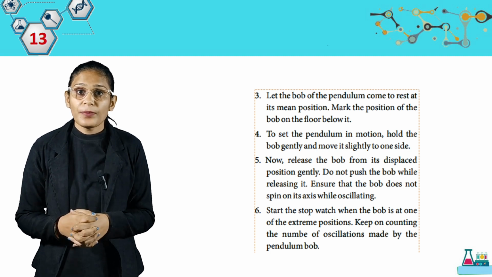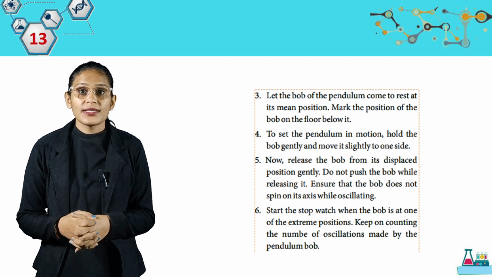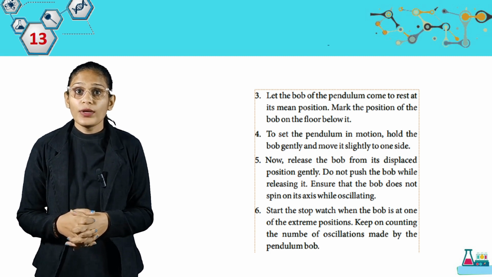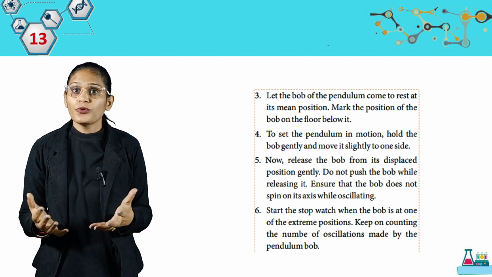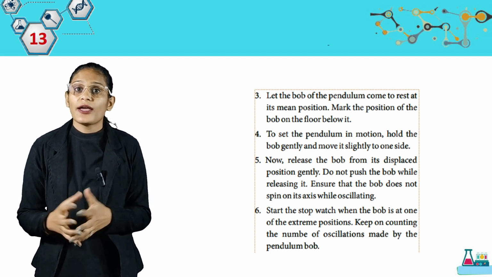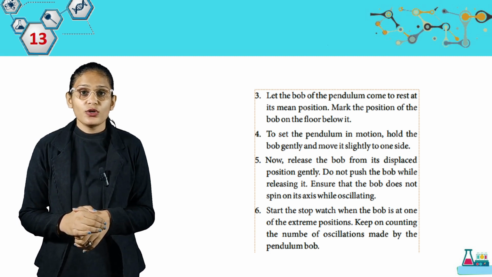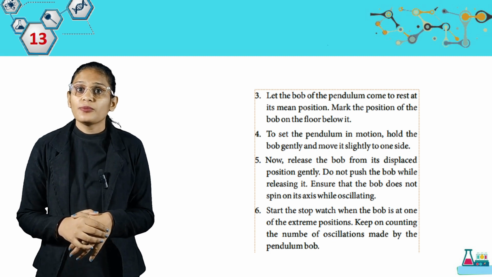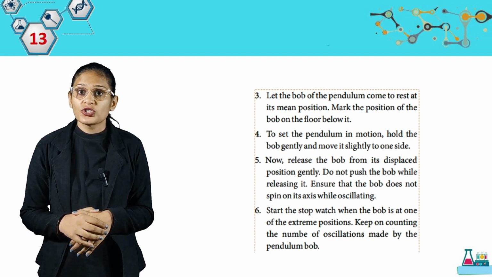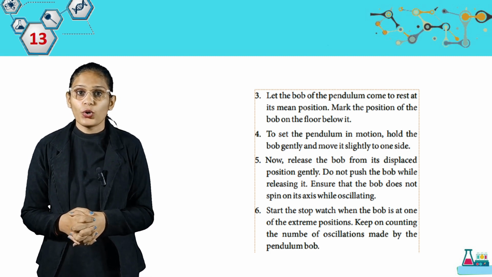Fourth, to set the pendulum in motion, hold the bob gently and move it slightly to one side. Now, release the bob from its displaced position gently. Do not push the bob while releasing it. Ensure that the bob does not spin on its axis while oscillating. Next, start the stopwatch when the bob is at one of the extreme positions. Keep on counting the number of oscillations made by the pendulum bob.